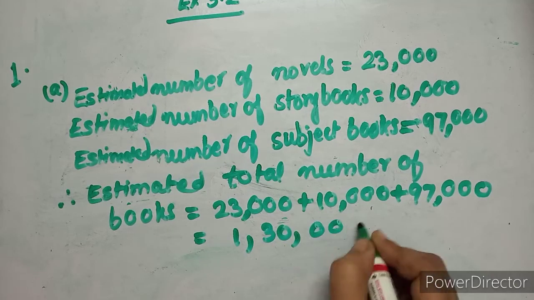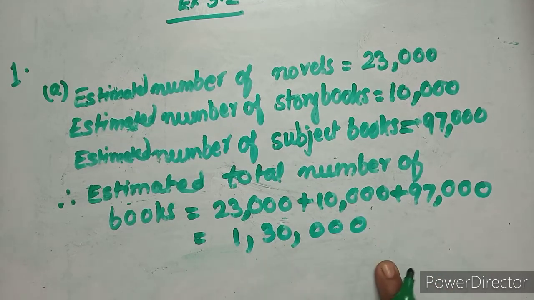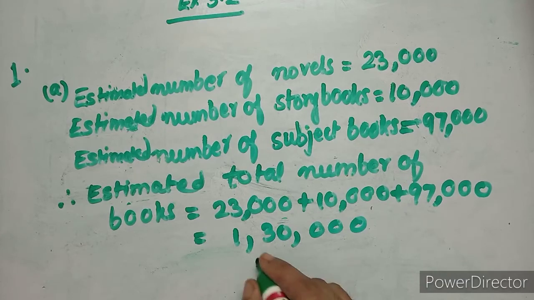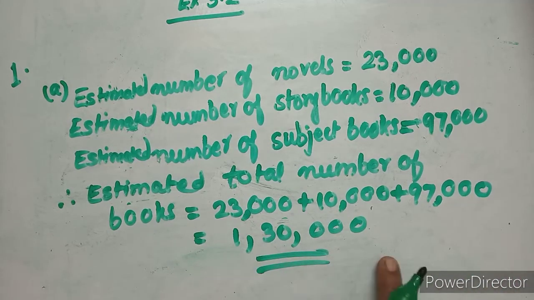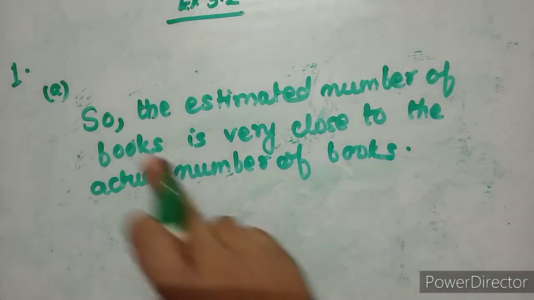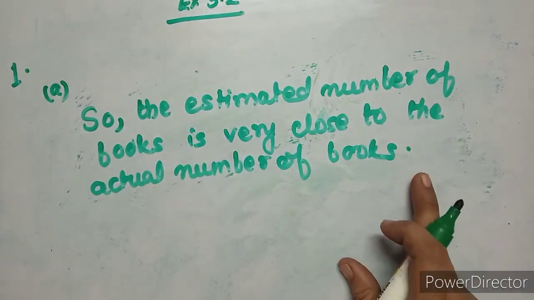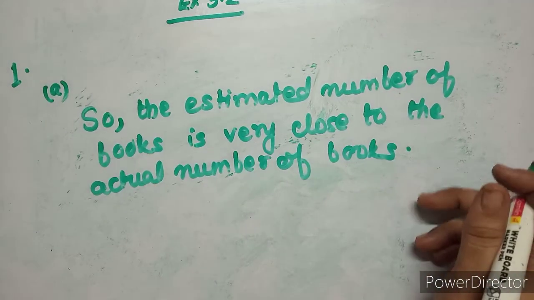आपका वैल्यू आता है 1,30,000. ओके, सो योर एस्टिमेटेड वैल्यू इज 1,30,000. So the whatever sum you have got in your actual and estimated value, it is somewhat different. Okay. So the estimated number of books is very close to the actual number of books.